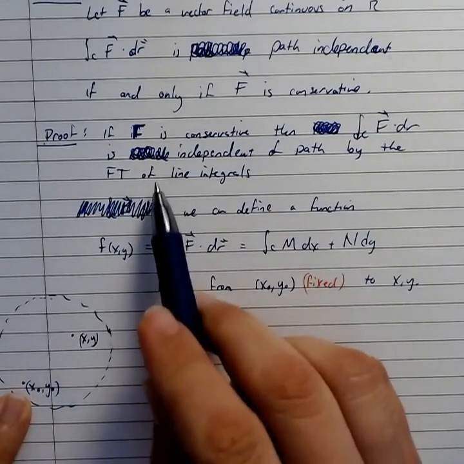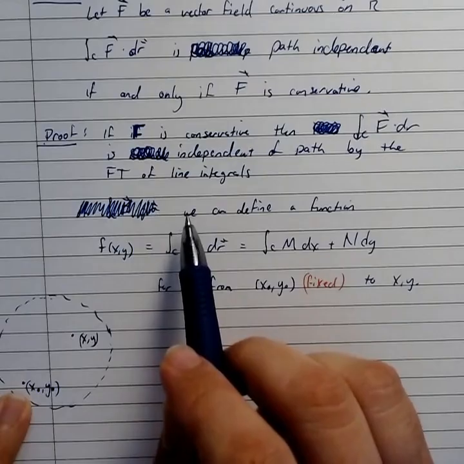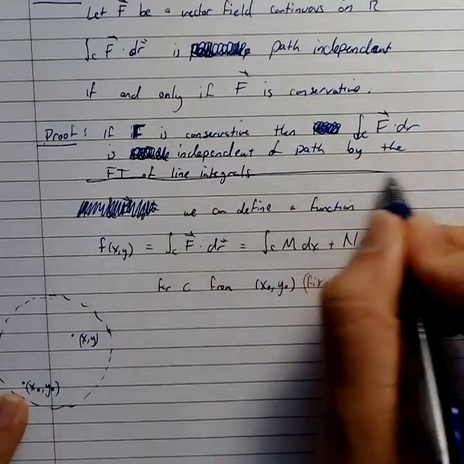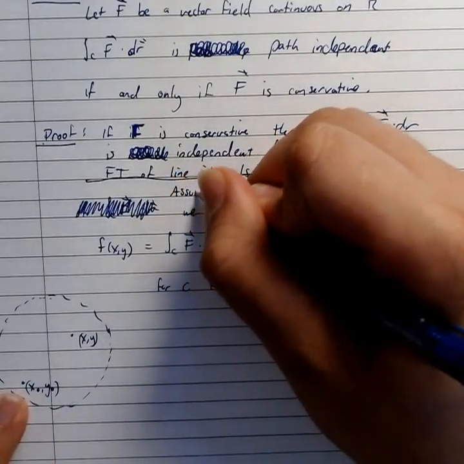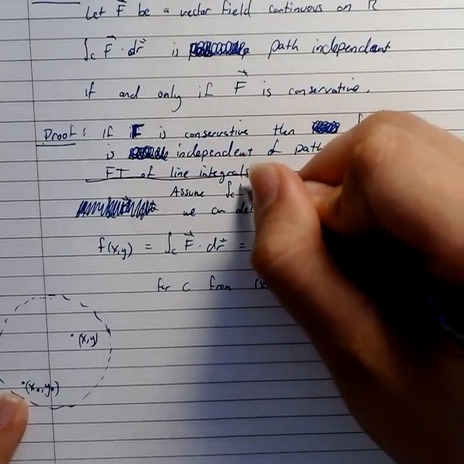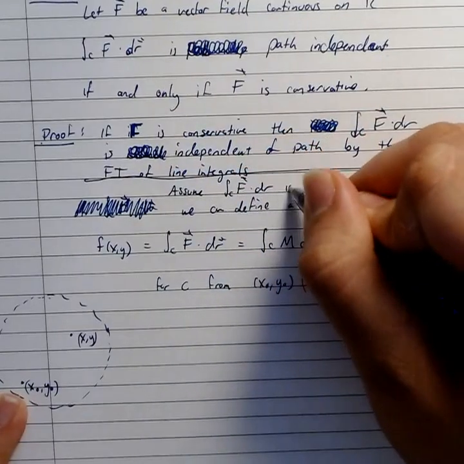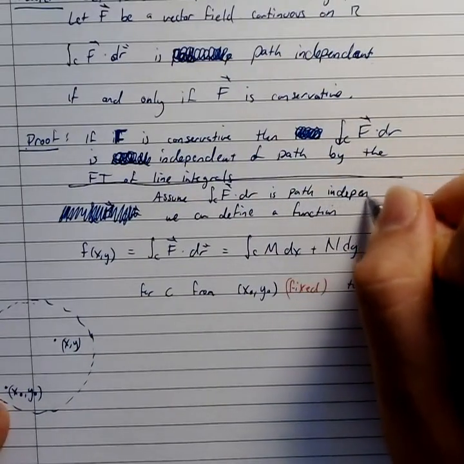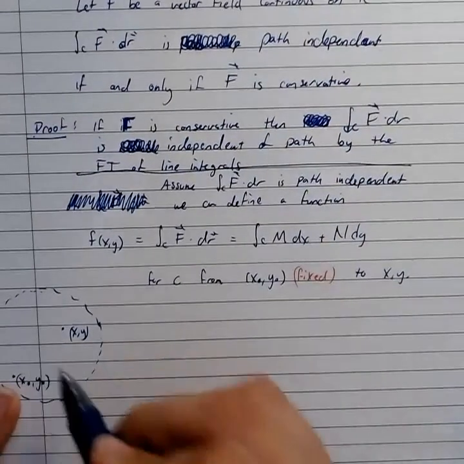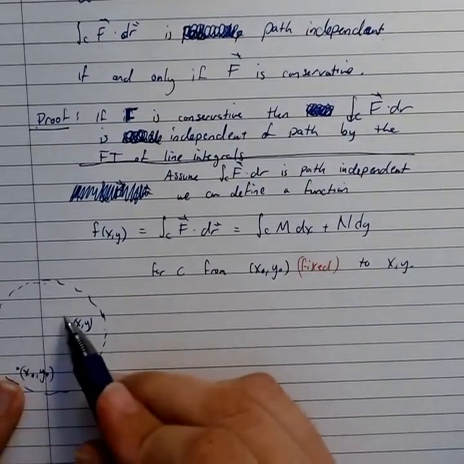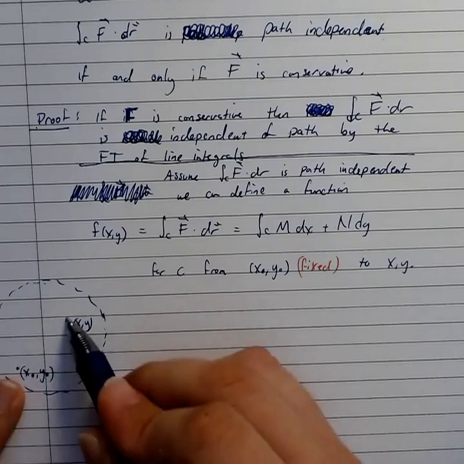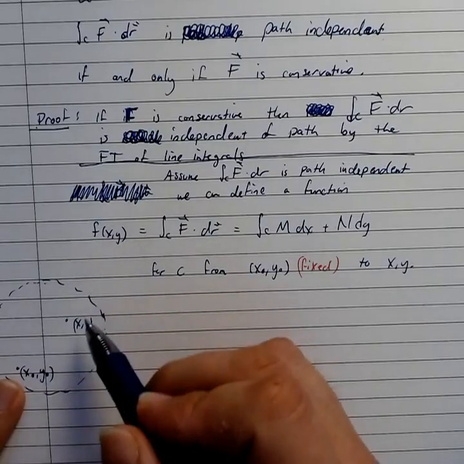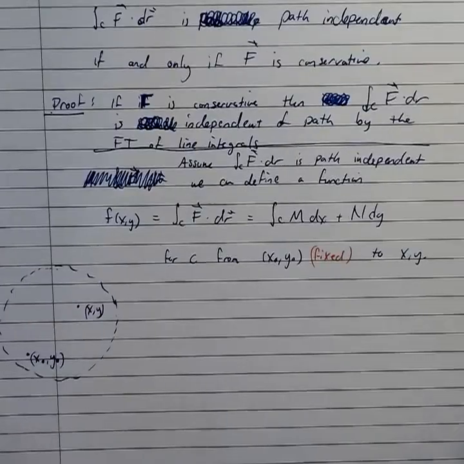Now, we began by assuming that our line integral is path independent. In fact, maybe that's where I should start. That should have been my opening statement here. Assume the integral over C of F dot dr is path independent. So here, it doesn't matter what path I choose from here to here. If I take the line integral from here to here along any path, that answer will give me f of x, y.